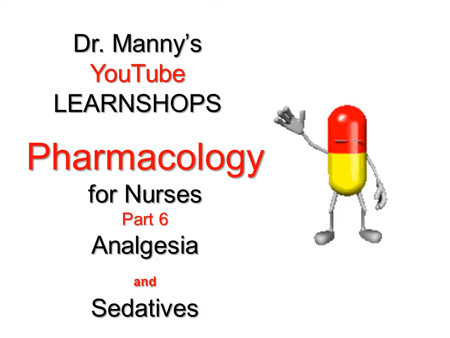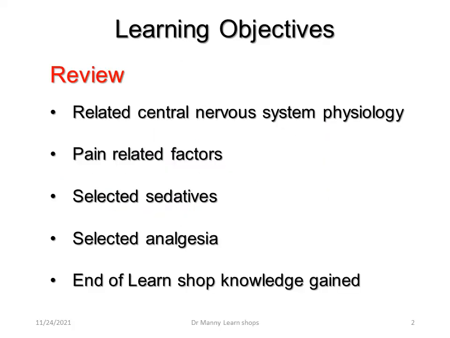This is Pharmacology for Nurses Part 6, where we'll be reviewing analgesia, painkillers, and sedatives, hypnotic agents. Now the learning objectives for this session are to look at the related central nervous system physiology, pain-related factors, selected sedatives and selected analgesia, and then at the end of the Learn Shop, see what you have remembered.